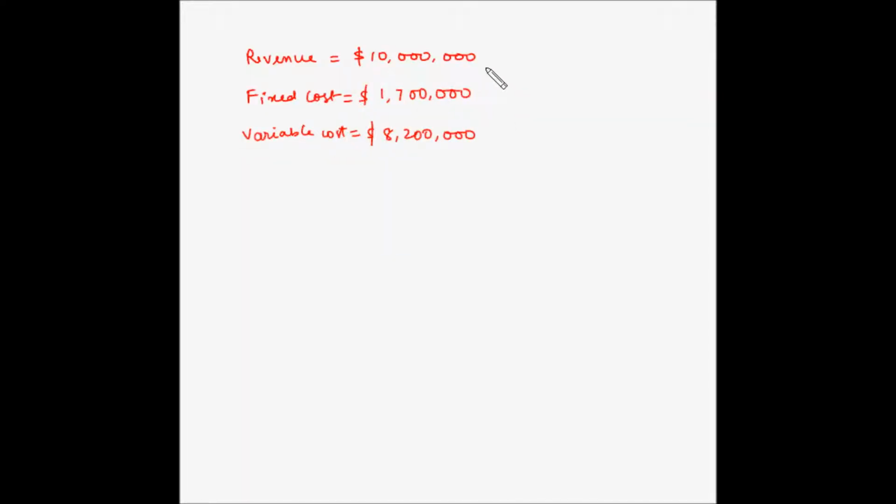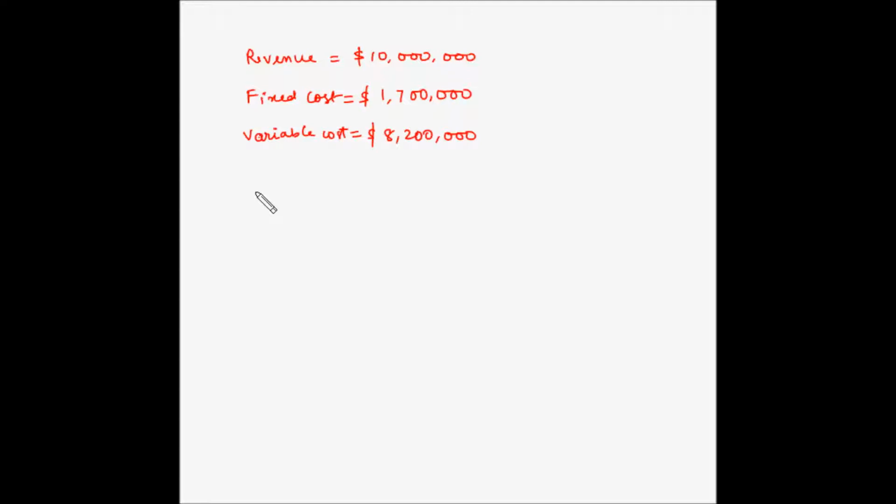So this is the information given to us. The budgeted revenue for next year is $10 million. The budgeted fixed cost is $1.7 million. And as per the budget, the variable cost is $8.2 million. Now, since we have been asked to find out the impact on the budgeted operating income if the number of units sold changes, let's first find out what is the current budgeted operating income based on these numbers.